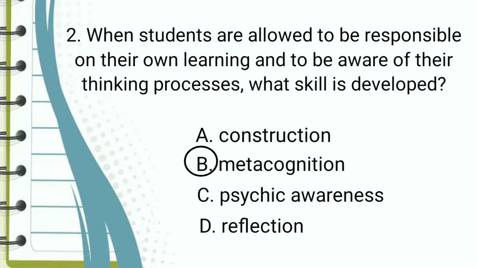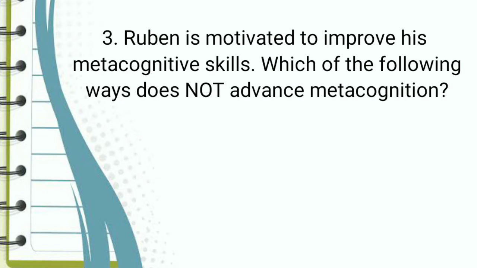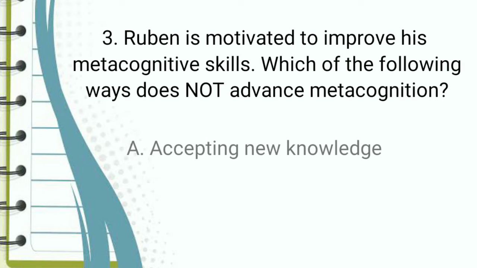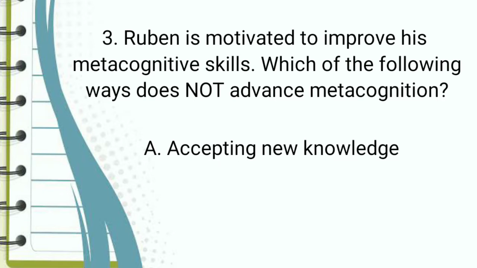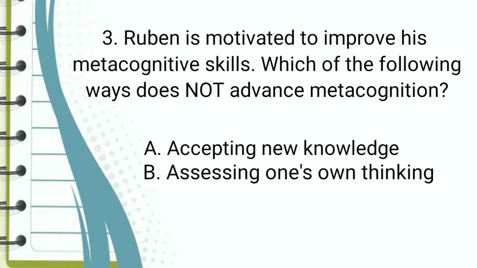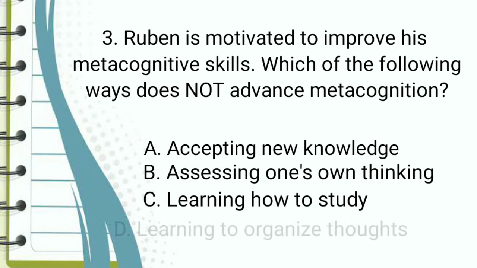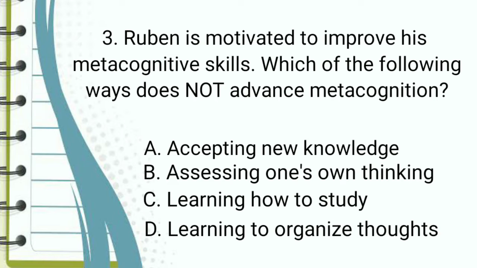Correct answer. Letter B. Ruben is motivated to improve his metacognitive skills. Which of the following ways does not advance metacognition? A. Accepting new knowledge. B. Assessing one's own thinking. C. Learning how to study. D. Learning to organize thoughts.